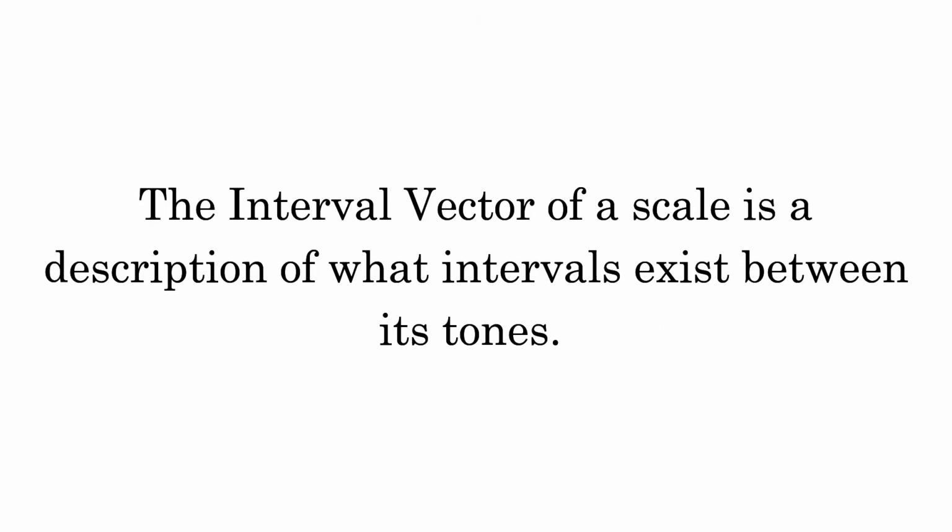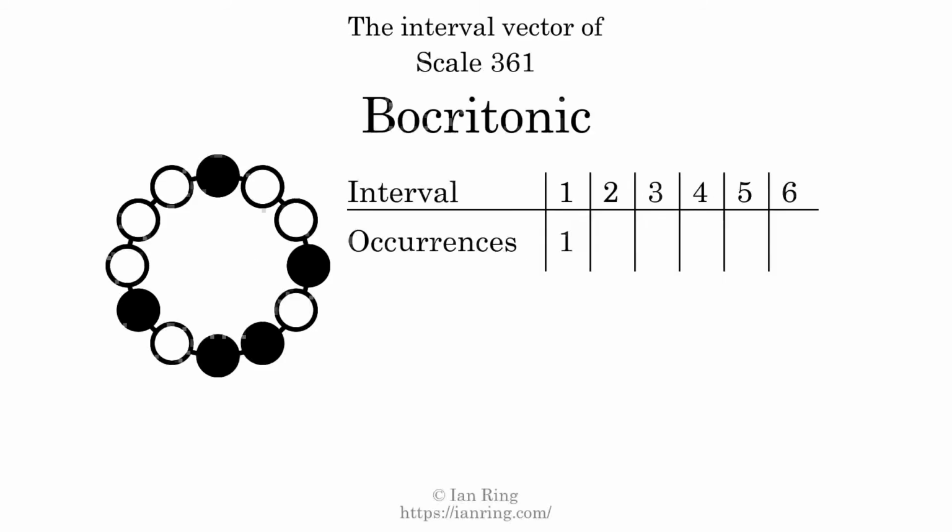The interval vector of a scale is a description of what intervals exist between its tones. There is one interval with a size of 1 semitone. It is here. There are 2 intervals with a size of 2 semitones. They are here and here. There are 3 intervals with a size of 3 semitones. They are here, here, and here. There is one interval with a size of 4 semitones.